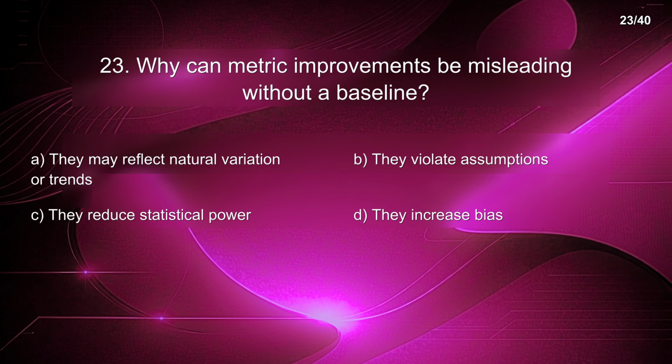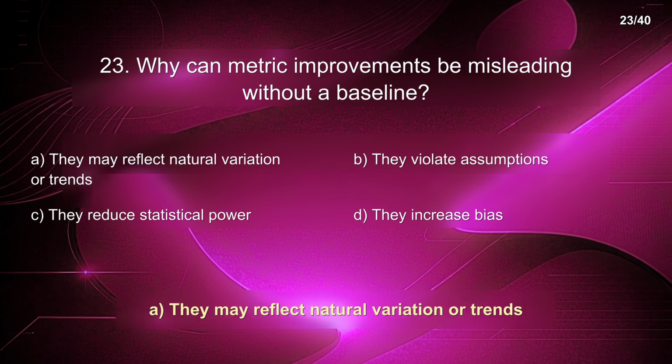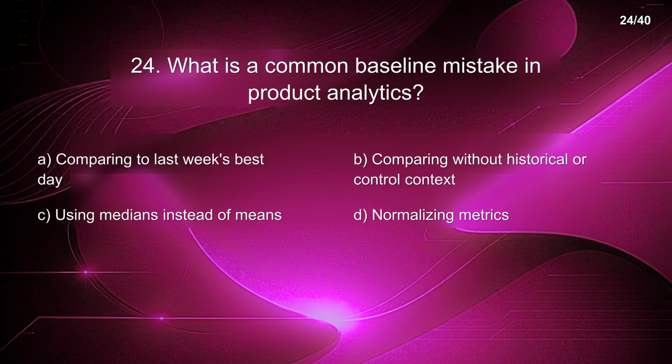Correct answer is A. They may reflect natural variation or trends. 24th question. What is a common baseline mistake in product analytics? A. Comparing to last week's best day. B. Comparing without historical or control context. C. Using medians instead of means. D. Normalizing metrics.